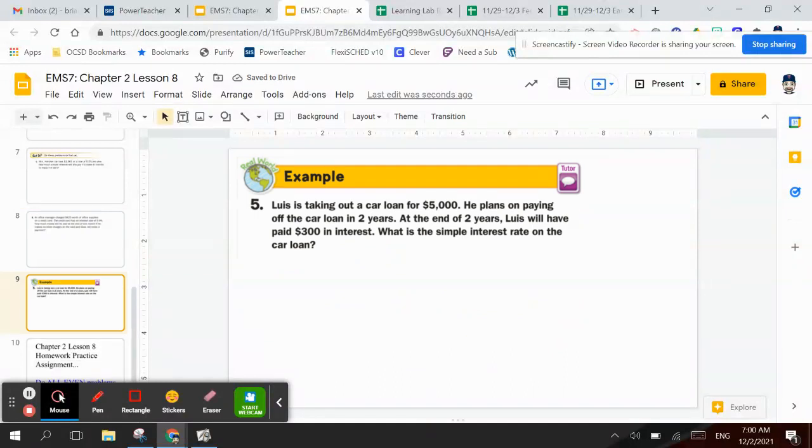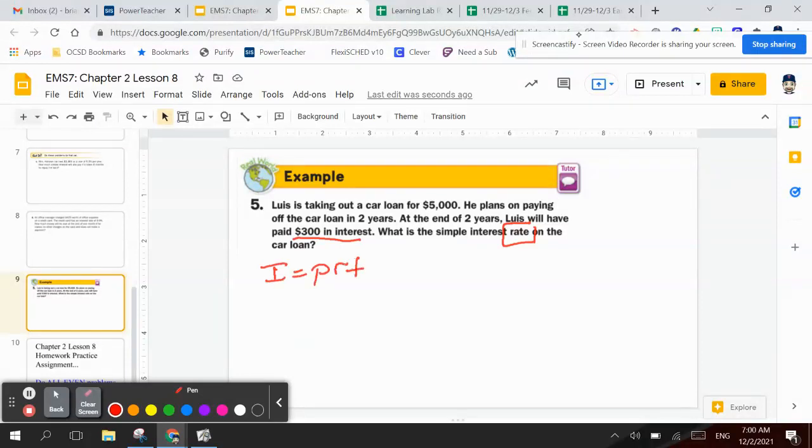The last one says Luis is taking out a car loan for $5,000. He plans on paying off the car loan in 2 years. At the end of 2 years, Luis will have paid $300 in interest. What is the simple interest rate on the loan? So here we have our interest, and we want to know the rate. So we're going to use the same formula. Interest equals principal times rate times time.